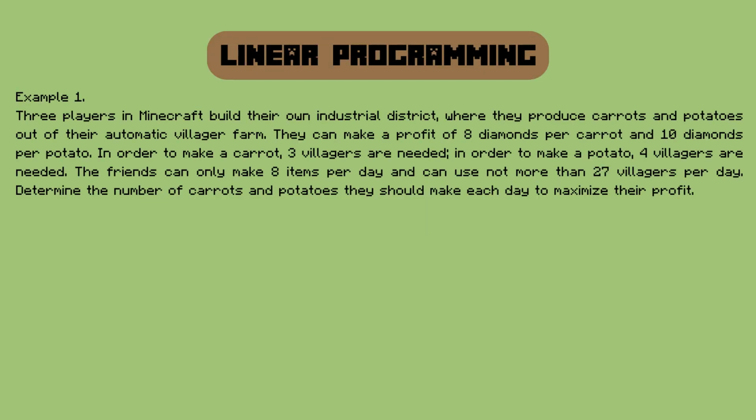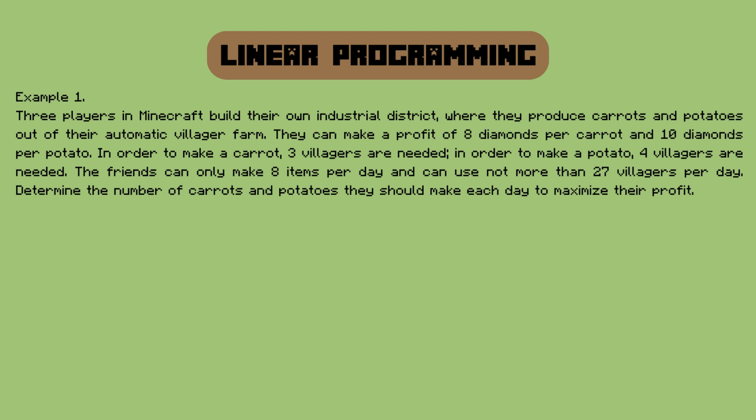We are given a linear programming problem in the scenario where three players in Minecraft build their own industrial district where they produce carrots and potatoes. Out of their automatic villager farm, they can make a profit of 8 diamonds per carrot and 10 diamonds per potato. In order to make a carrot, 3 villagers are needed. In order to make a potato, 4 villagers are needed. The friends can only make 8 items per day and can use not more than 27 villagers per day. Determine the number of carrots and potatoes they should make each day to maximize their profit.